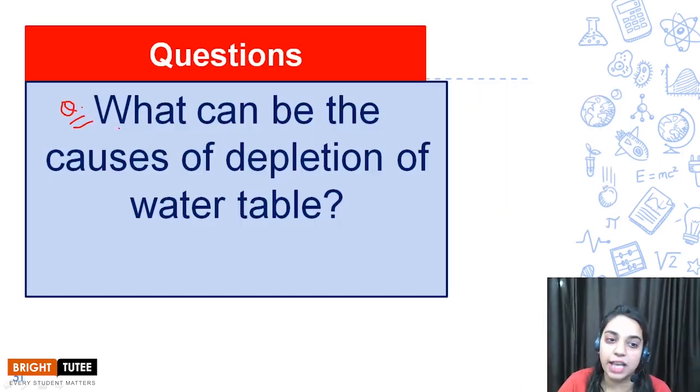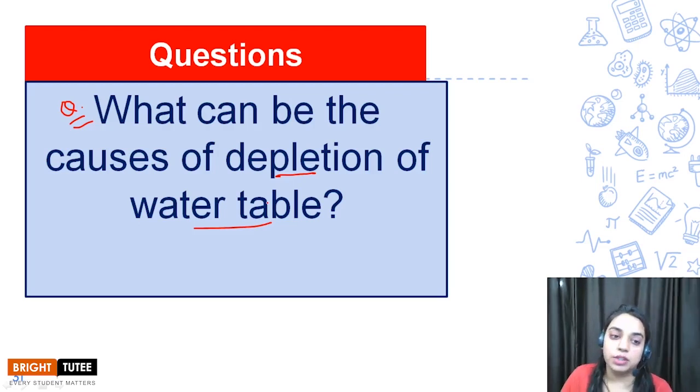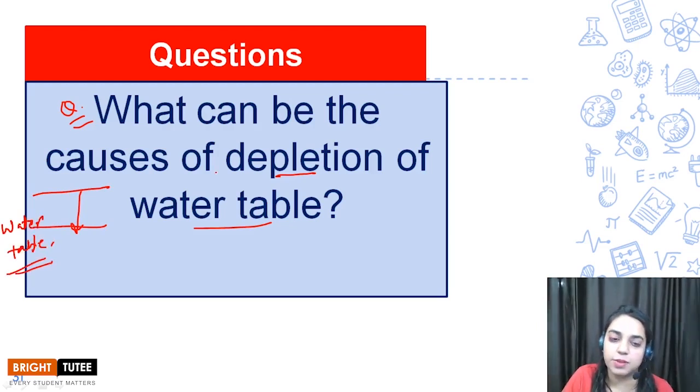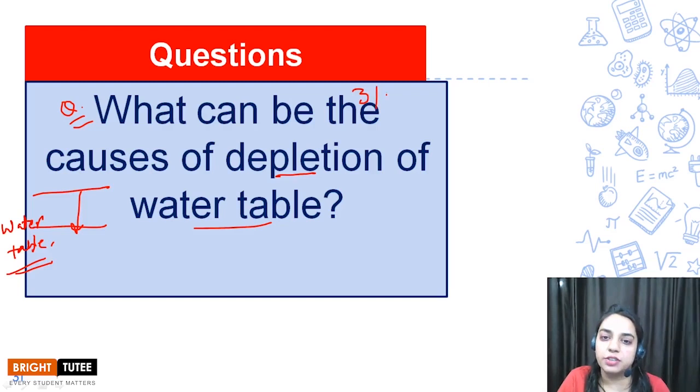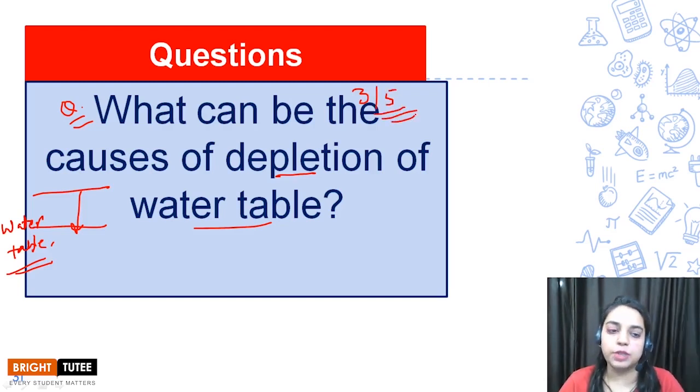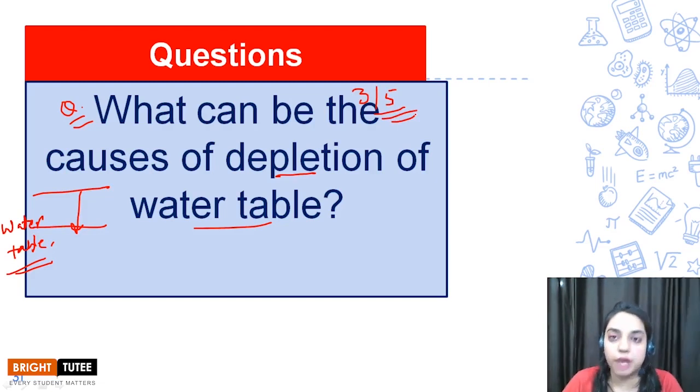Question is, what can be the causes of depletion of water table? So children, what are the causes for the depletion of water table? We already know that the depth at which the water is found below the ground is known as water table. You need not write this in your exams, because this question can be asked in a 3 to 5 marker question. I am just explaining it to you, but you don't need to write what is water table, you just need to write the causes here.